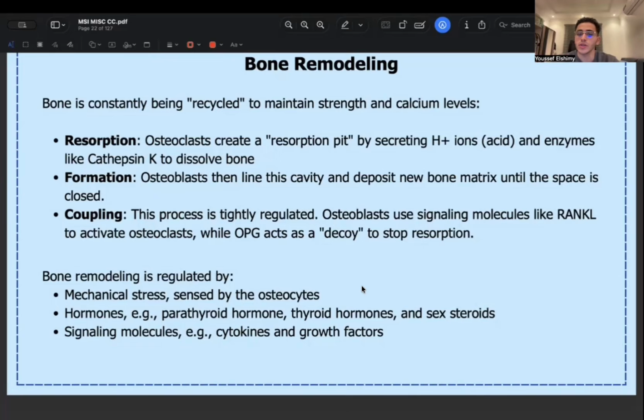Then comes the bone formation, which is done by the osteoblasts. Those line the cavity and deposit new bone matrix until the space is closed. And this is a coupling process that is tightly regulated. We have a lot of signaling molecules, like RANKL as well as OPG, that we're going to talk about. So it's a tightly regulated process that includes bone resorption and bone formation. Bone remodeling is regulated by mechanical stress sensed by the osteocytes, as well as hormones like the parathyroid hormone, thyroid hormones, as well as the sex steroids, and signaling molecules like the cytokines and growth factors.